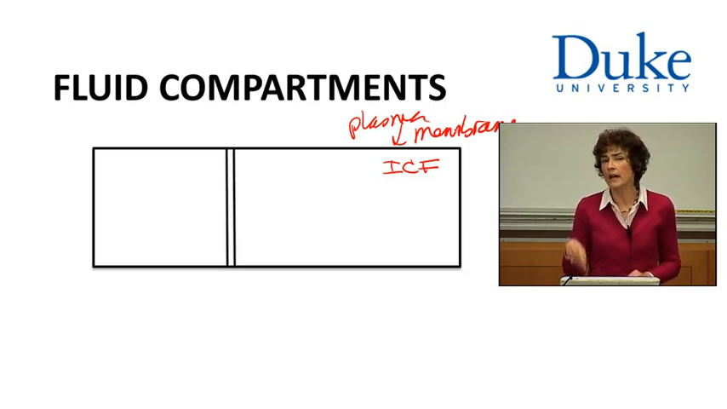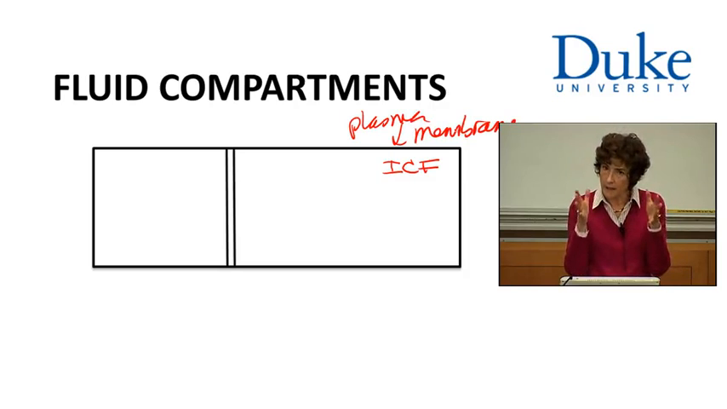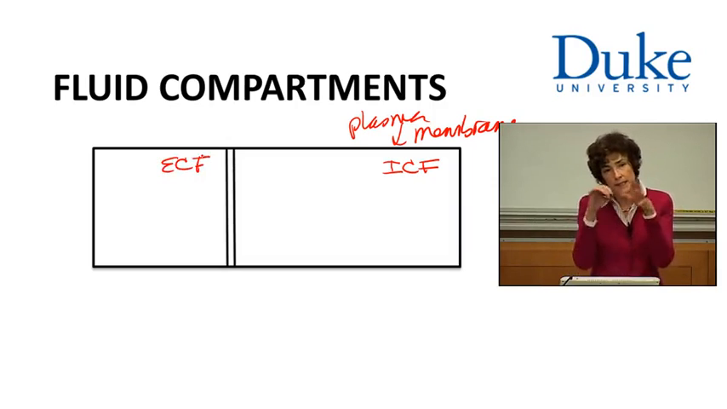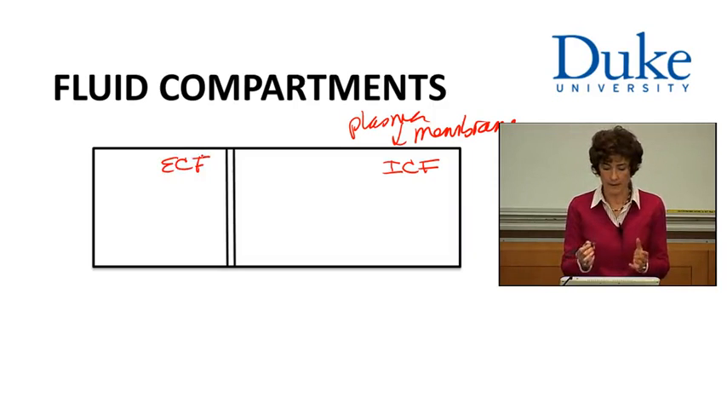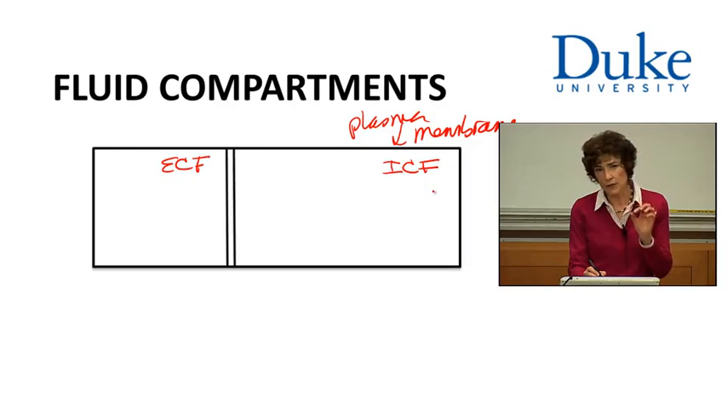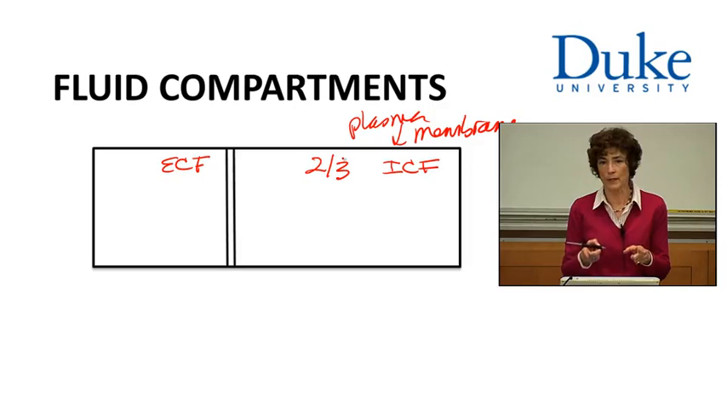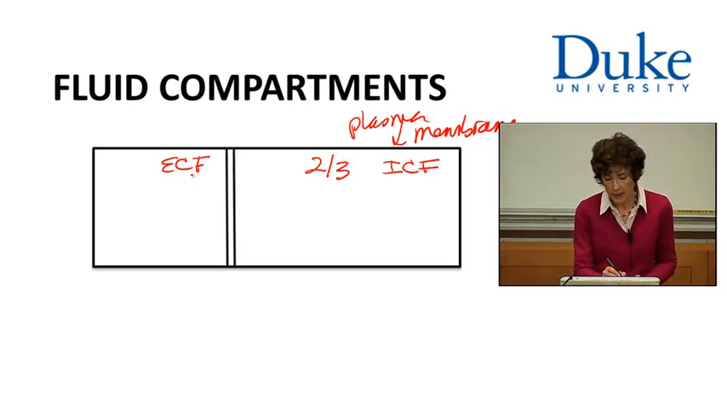And that's what's shown here. And then outside of the cells, we have this extracellular space. And this extracellular fluid compartment, or the ECF, is what is immediately outside all of the cells. The ICF, the intracellular fluid compartment, is the largest of these two fluid compartments. And it is effectively 2/3 of the total body water, or the total fluid of the body. And the extracellular fluid compartment is 1/3.